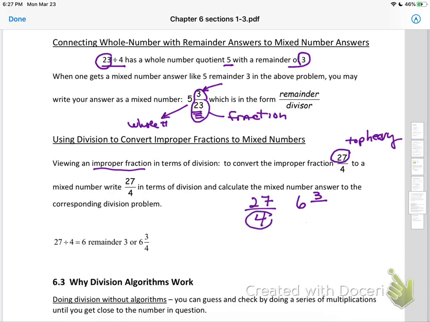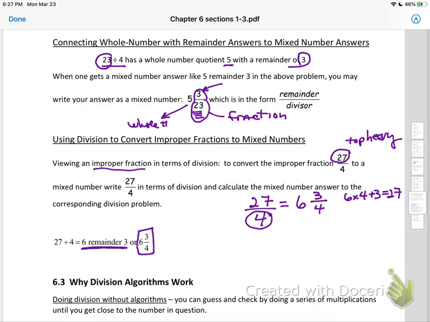It's going to be the same denominator I had here. Those are equivalent. Can I get it back to make sure that I've done it correctly? Yes, I can. 6 times 4 plus 3 gives me 27. So you can state this two ways. 27 divided by 4 equals, this is one way, 6 remainder 3, or 6 3/4.